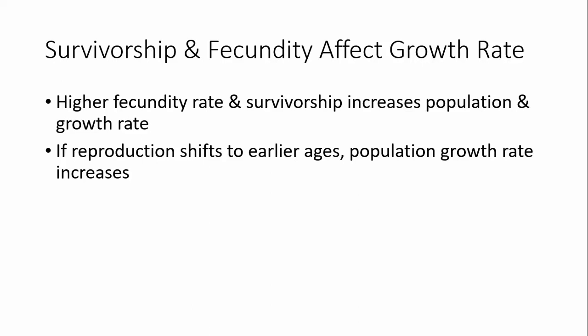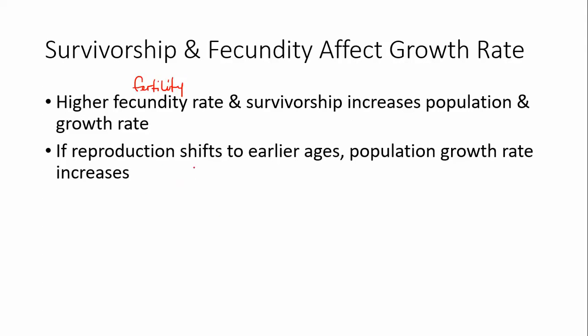So, if you have a higher fecundity, this is basically how fertile you are. So every time you see fecundity, if you're like, I have no clue what that is, just substitute the word fertility. So a higher fertility rate and a higher survivorship will increase your population and your growth rate. More organisms surviving, more babies being born means more population.